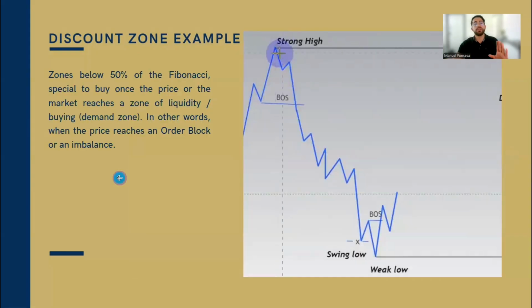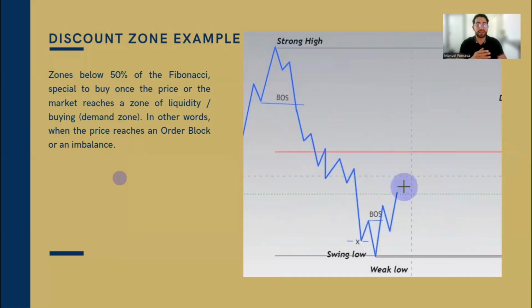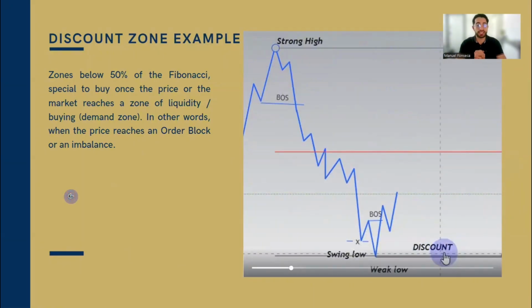Now let's go and see the examples of a discount zone. Same story. So there are zones below the 50% of the Fibonacci. Okay, it's special to buy once the price or the market reaches a zone. So the price reaches a zone, okay? And this will be called a demand zone. In other words, when the price reaches an order block or an imbalance.